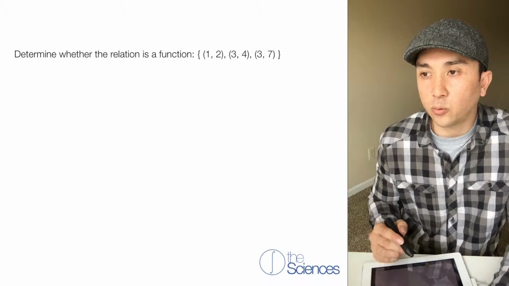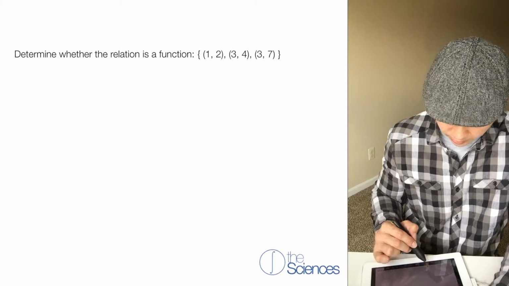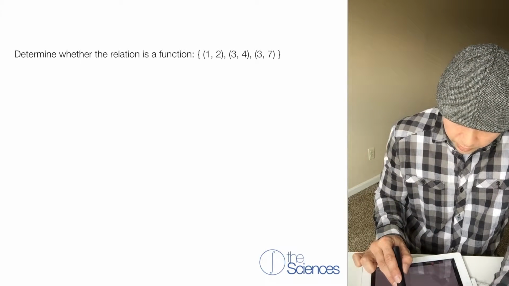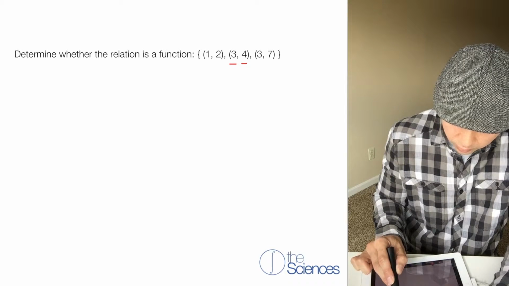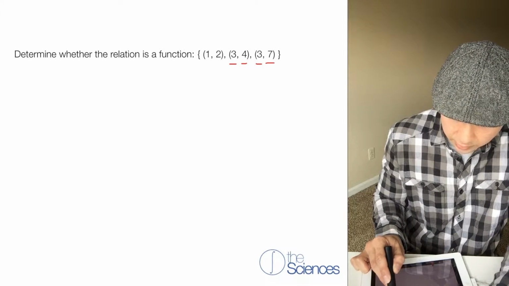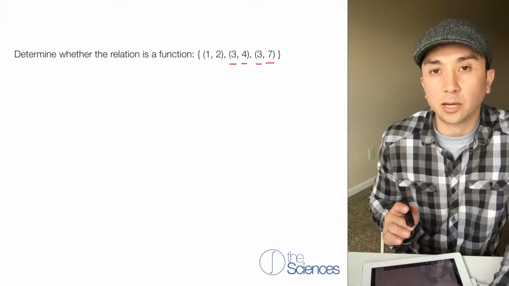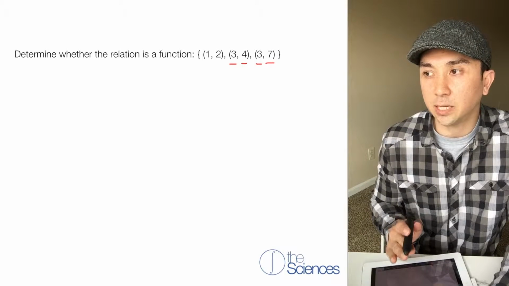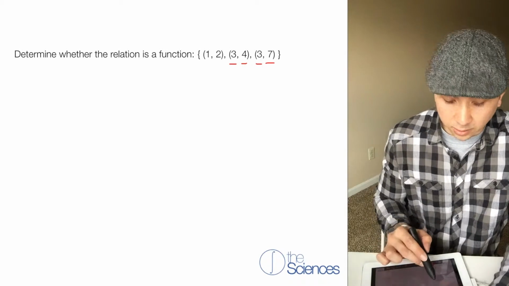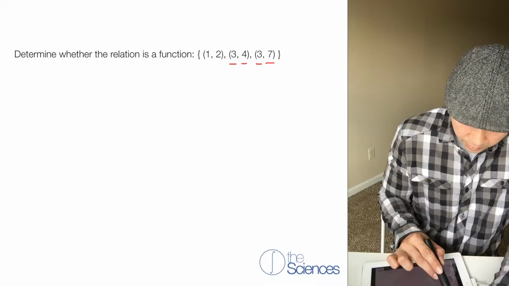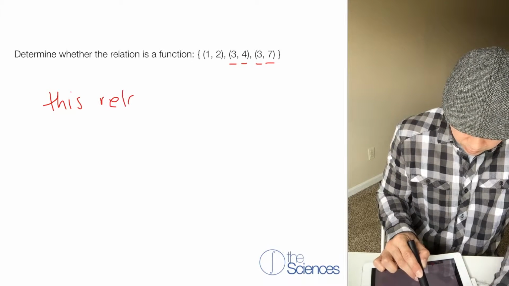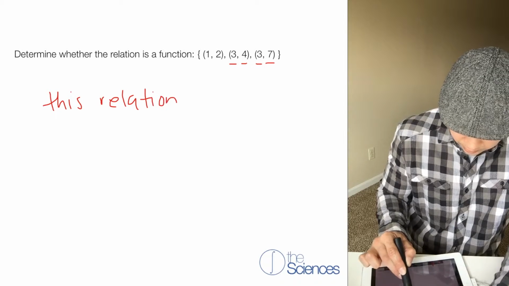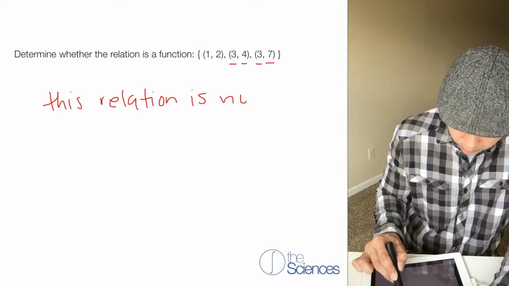Now let's determine whether the relation is a function. Well, here we have 3. The domain 3 is set to the range 4, and the domain 3 is set to the range 7. Now, no domain can be set to 2 different ranges. So therefore, this relation is not a function.